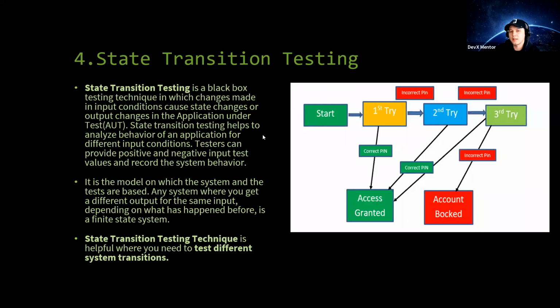Okay, let's go to state transition testing. State transition testing is a black box testing technique in which changes made in input conditions cause state changes or output changes in the application under test. State transition testing helps to analyze the behavior of the application for different input conditions. Testers can provide positive and negative input test values and report system behavior.